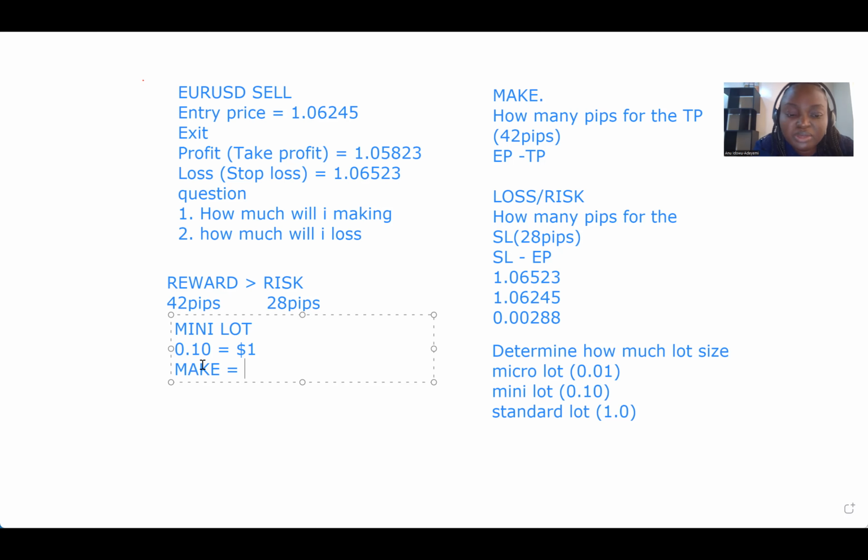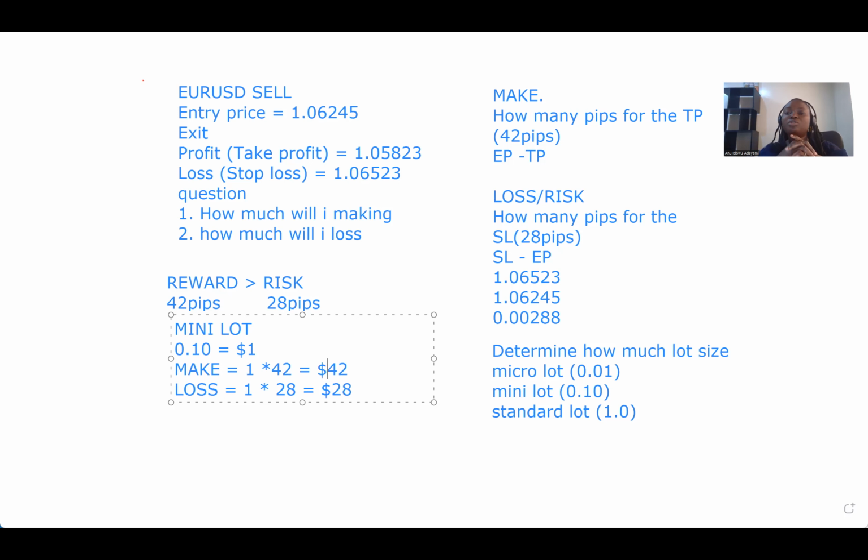Now the value of lot size is $1 multiplied by 42. So for this trade, you'll be making $42. But let's look at how much you will lose too. For the loss, if it goes against you, it will be 1 multiplied by 28, which is equal to $28.